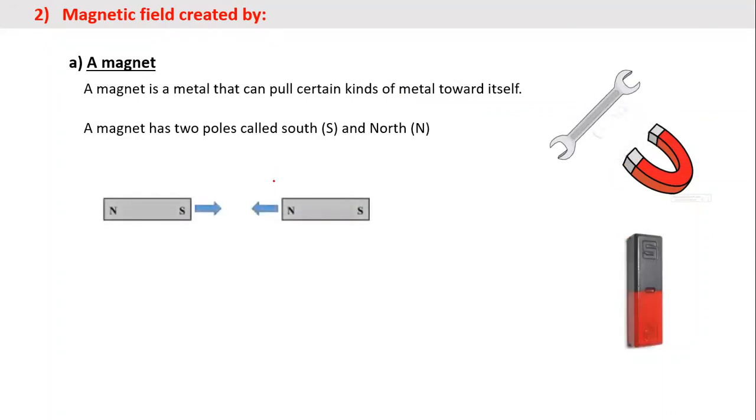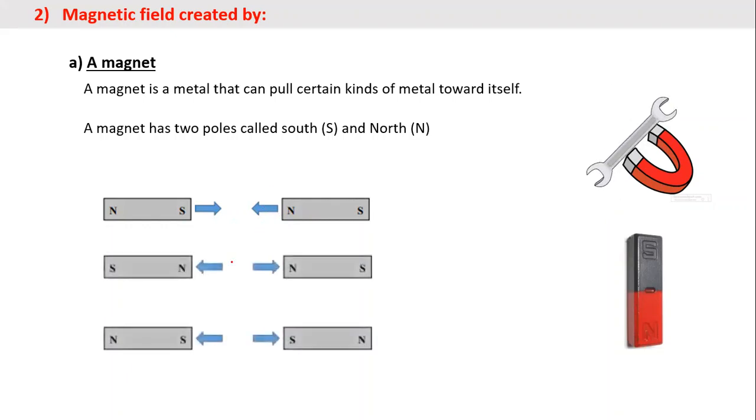Also, I have to pay attention that when I have opposite poles, these opposite poles will attract each other. But if I have the same pole, north and north, or south and south, these poles will repel each other. So if I bring two magnets near each other with the same pole, north and north, I will notice that these two magnets do not get closer, they move away from each other, and this is where we have repulsion. Whereas here, this is where I have attraction.